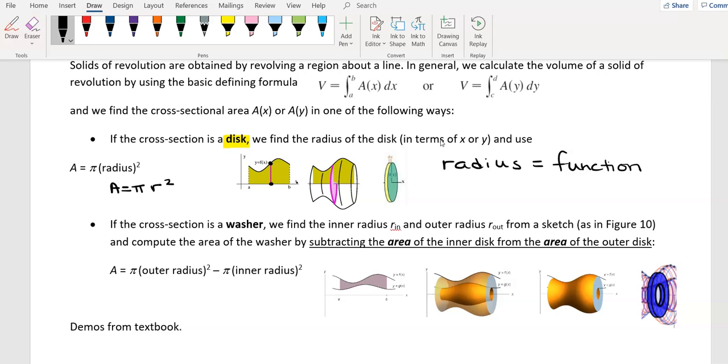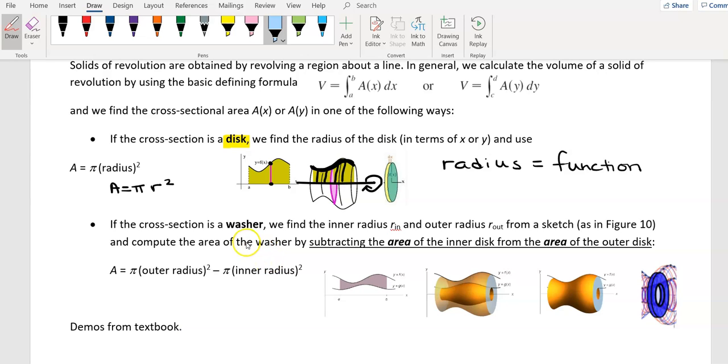And the reason is your axis is in the center, your axis of rotation, and so you're rotating this shape or this function around the axis. So the radius is technically going to be different lengths at different x values. And so your function is what's going to define that distance for you from the edge of the shape to the axis of revolution.